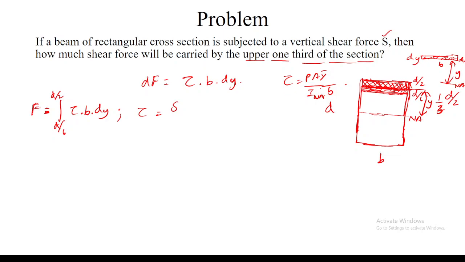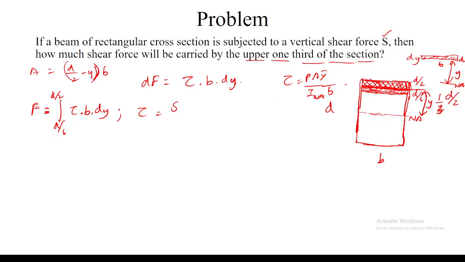So by our basic definition, the area A is nothing but the area of the hatched portion above the fiber at which we want to calculate the shear stress. So can you say what is the area here? D by 2 minus y into b. Yes, so D by 2 minus y into b. So it is clear to everyone why we have taken this area.